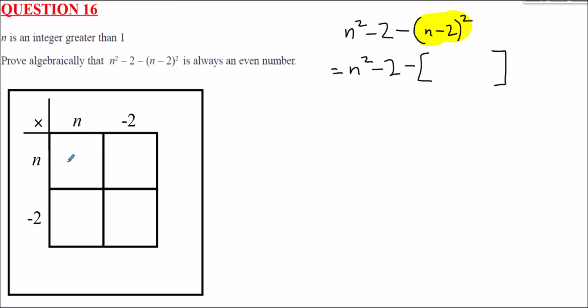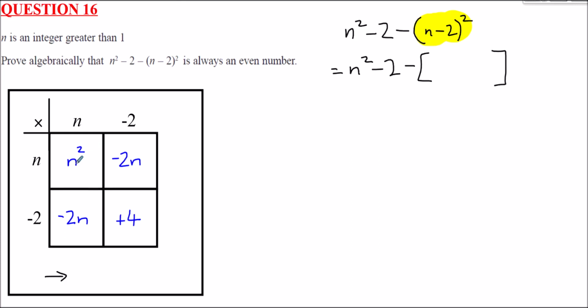I'm going to do n times n first, which is n squared. This one, above it, is minus 2, to the side is n. So do n multiplied by minus 2, which is minus 2n. Down here we've got n times minus 2 again, so that's another minus 2n. Finally here, minus 2 times a minus 2, a minus multiplied by a minus gives us a plus. That gives us plus 4. Then we combine all these terms into 1 to get our simplified answer.